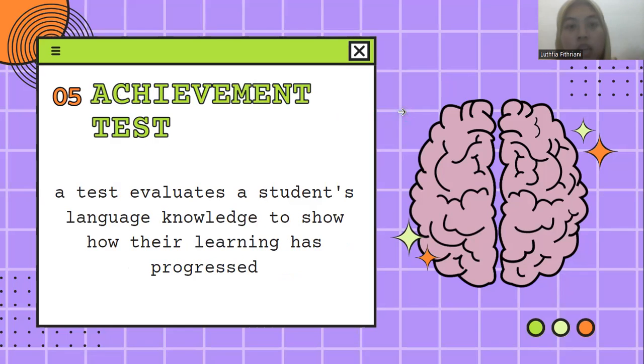The next type of test is the achievement test. An achievement test is a test that evaluates a student's language knowledge to show how their learning has progressed. Achievement tests are typically given after a class completes a certain chapter or unit, or at the conclusion of the course. A language teacher may give a final exam at the end of the semester to see how well a student has retained the information they were taught over the course of the semester.